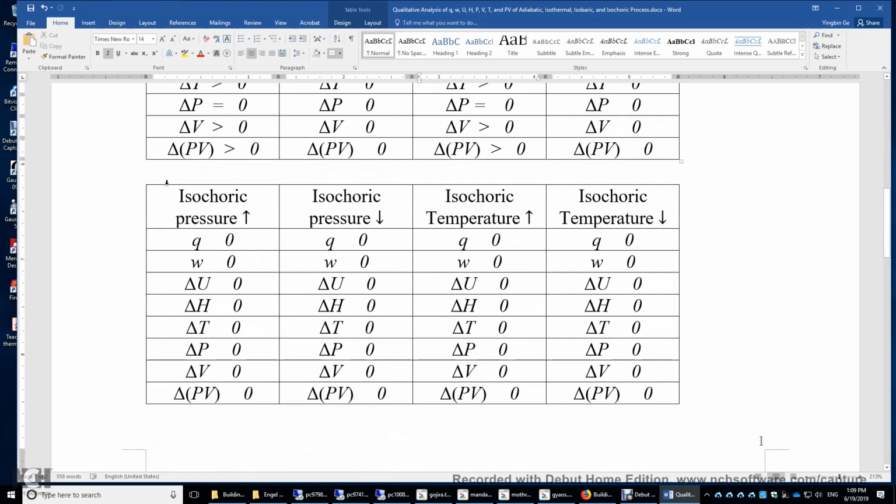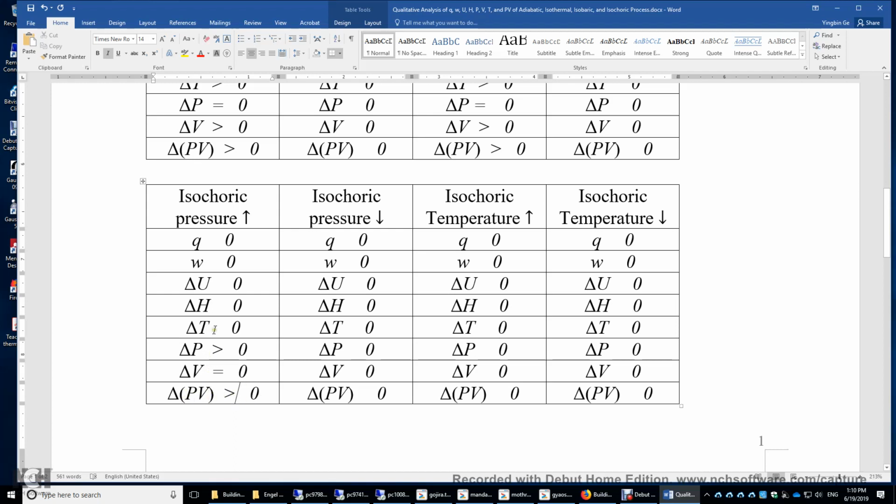Now finally, isochoric processes. So let's look at this isochoric process in which pressure increases. So isochoric means delta V is 0. And then pressure increases, delta P is greater than 0. Therefore, the product of PV must increase because, again, volume remains unchanged, pressure increases, therefore PV increases.